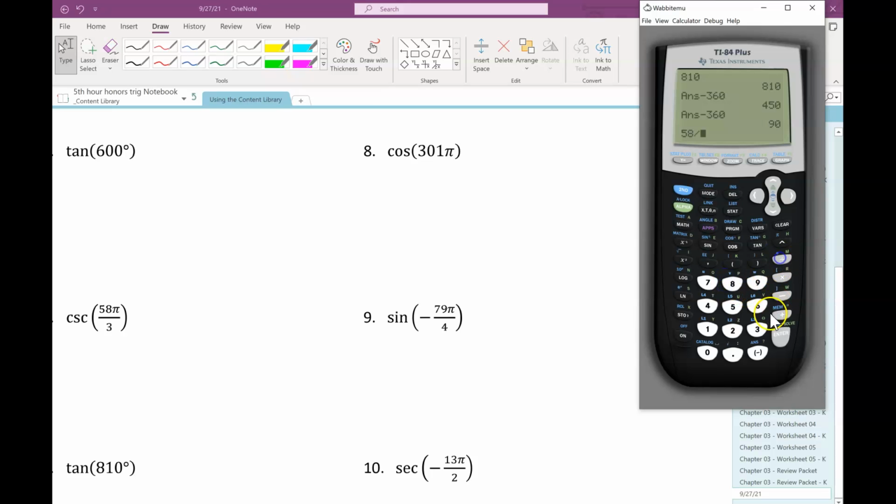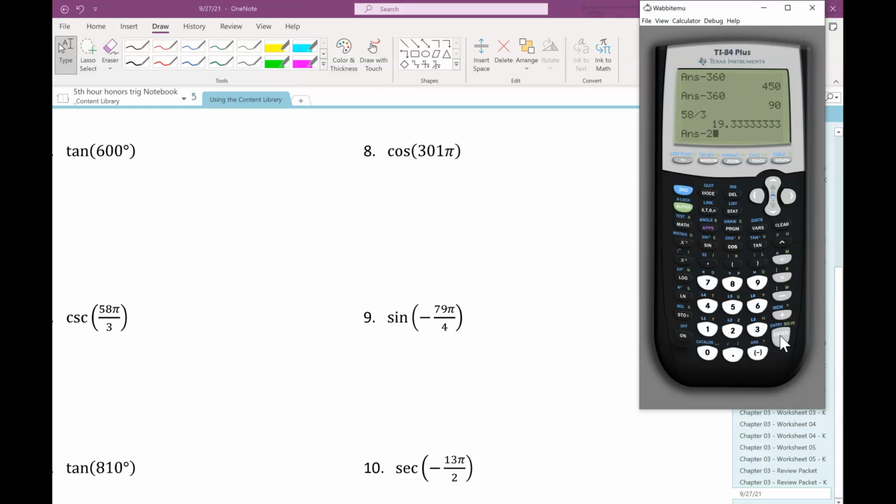So I'm just going to drop the pi's, and I'm going to do 58 over 3, and then I'm going to go minus 2. And I'm just going to keep subtracting 2 until I end up with a number that's between 0 and 2, and then I'll convert it back into a fraction. Why do we subtract by 2 again?